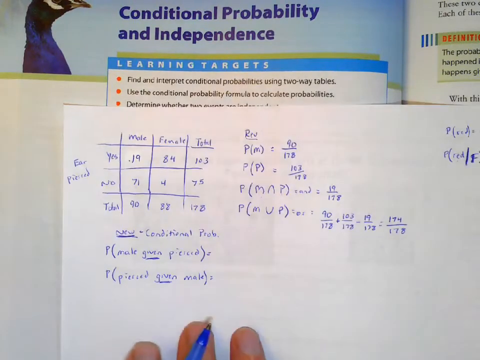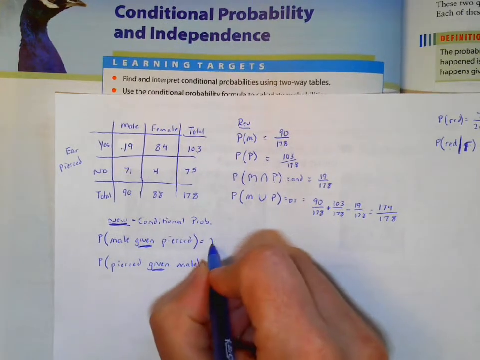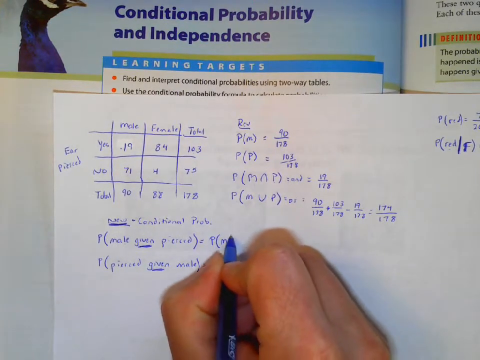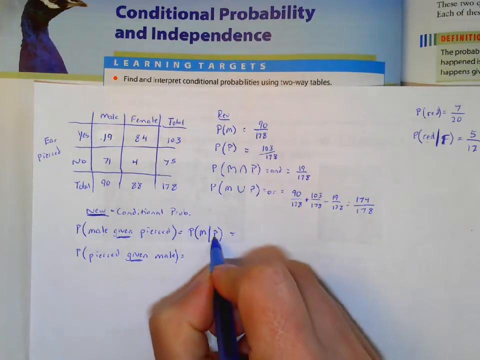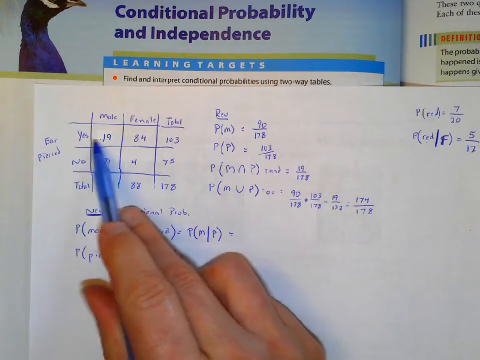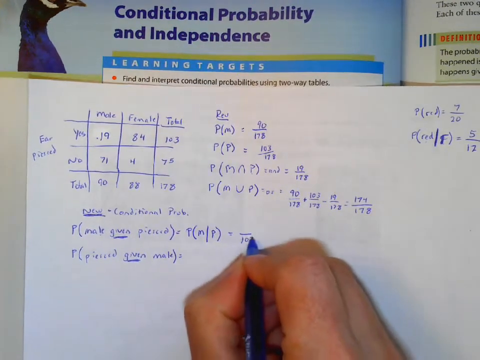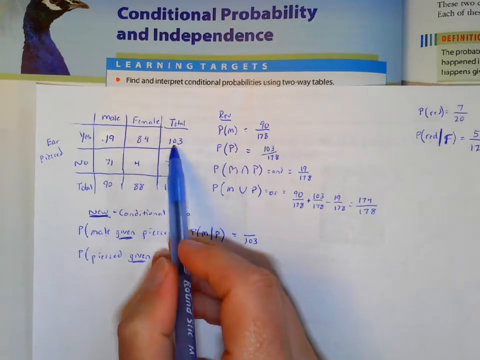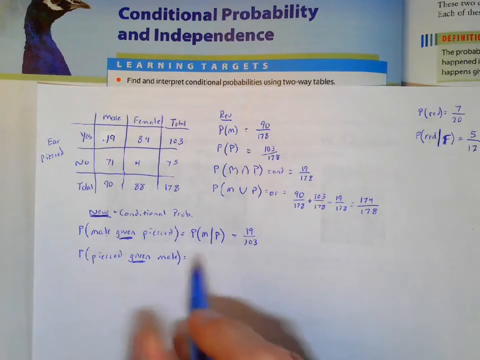So if we go to this problem: male given that they're pierced. We would write this as the probability of male given that they are pierced. Now we're given that somebody is pierced, so we're not looking at the whole population. We're only looking at those who had pierced ears. So we're looking at this group of people, the 103 people, and then out of those 103, how many of them were males? That was 19 out of the 103.